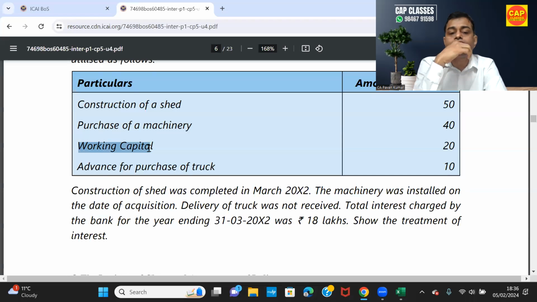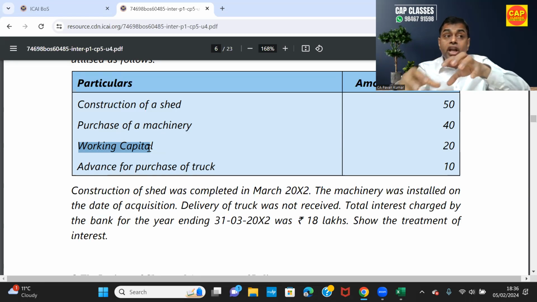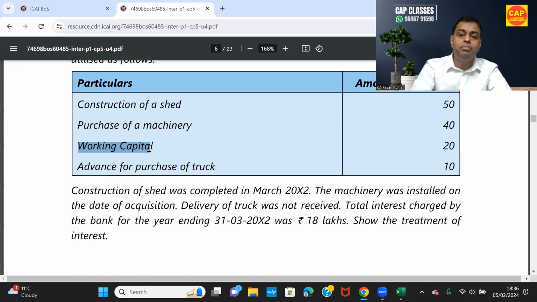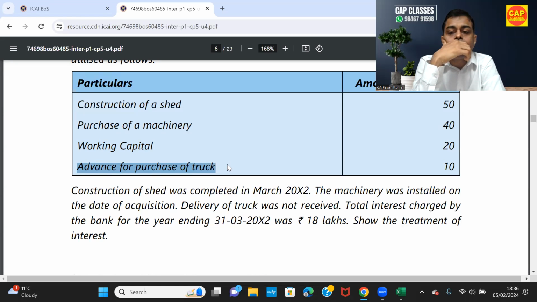What about working capital? Not a qualifying asset. Working capital can never be a qualifying asset. In general, if it is working capital, it is not a qualifying asset, unless in exceptional cases where it is used for acquisition of inventory which takes a substantial period. That is the exception. Normally, if they say working capital, forget about it. Then what about the advance paid for purchase of a truck? Not a qualifying asset.